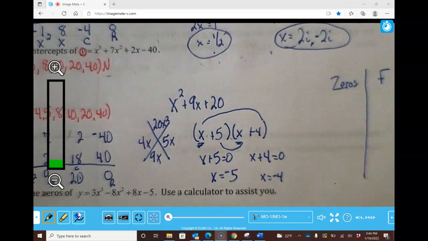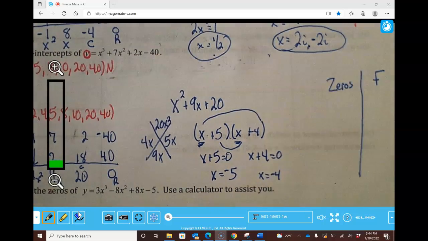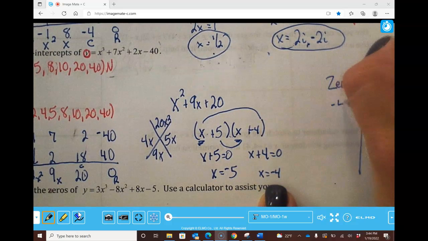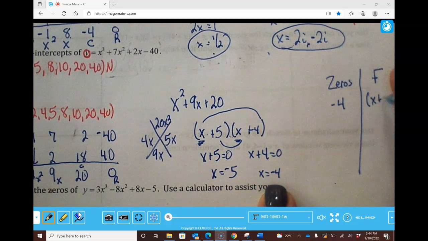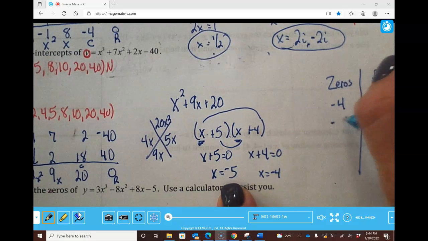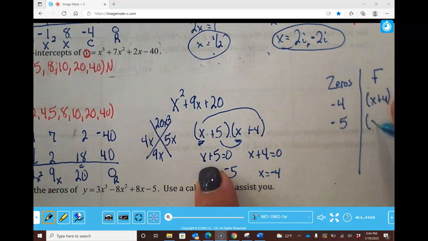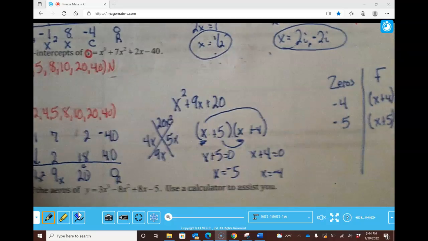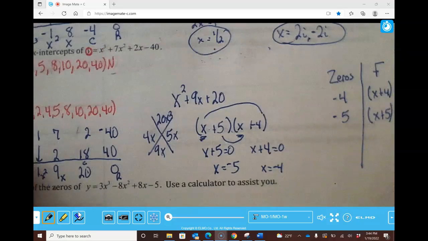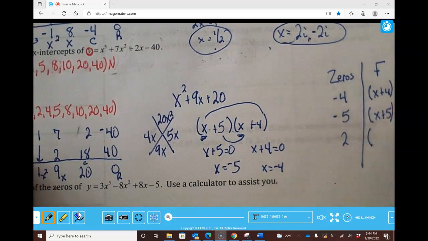And remember, we're supposed to have 3 answers. So here's one answer. The factor that got me there is x plus 4. Here's my other answer. The factor that got me there is x plus 5. And don't forget the third answer of 2. And you have to make the factor that gets you there.